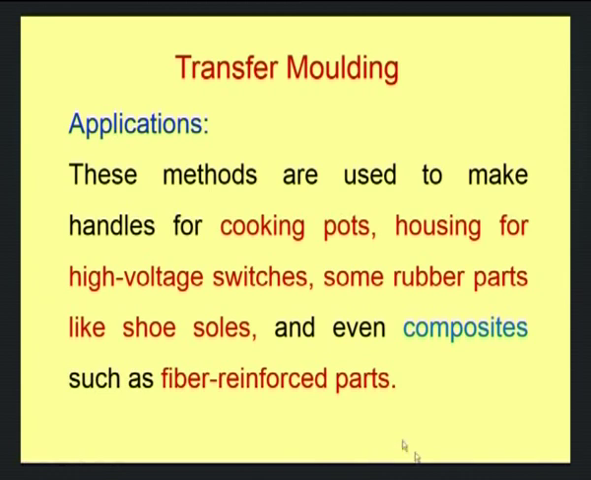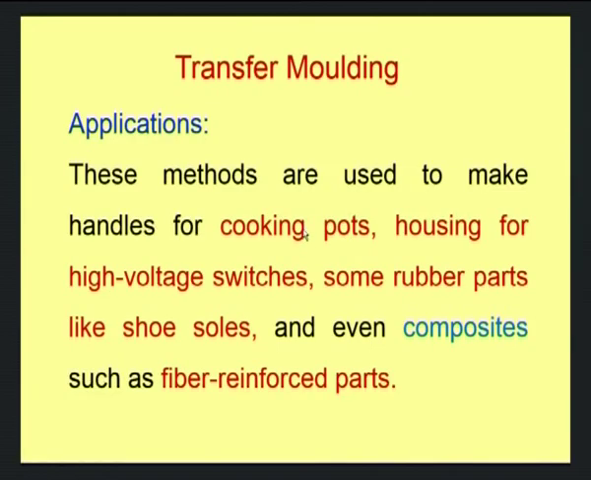Now, if you look into the applications for transfer molding, mainly the handles for various kitchenware items like cooking pots, and then housings for high voltage switches, and some rubber parts. Elastomers are also being transfer molded, like shoe soles, and nowadays even composites made of fiber reinforced parts are prepared using transfer molding.